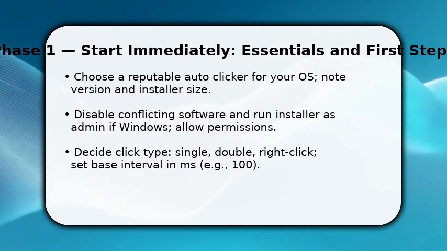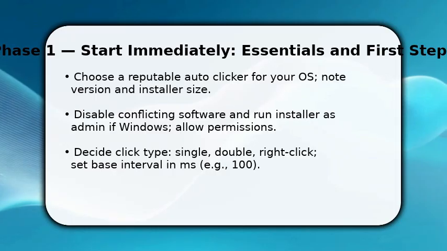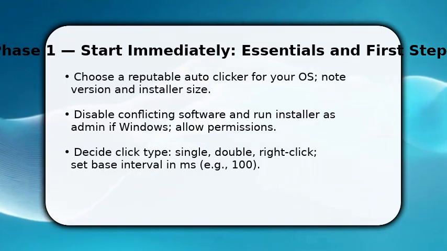You start by picking a trusted auto clicker and confirming it matches your operating system. Once installed, run it with administrator privileges so it can simulate clicks system-wide. Make sure to disable any conflicting macro or security tools temporarily.